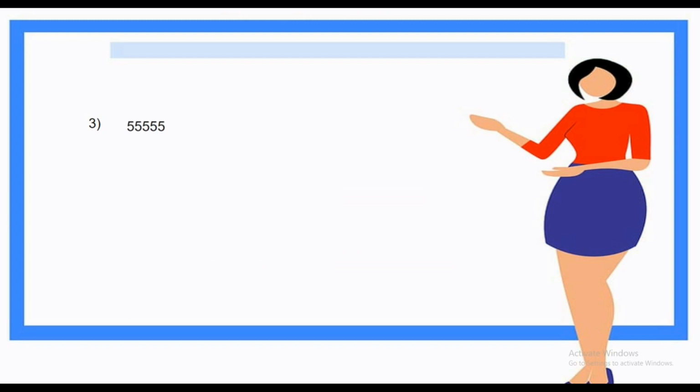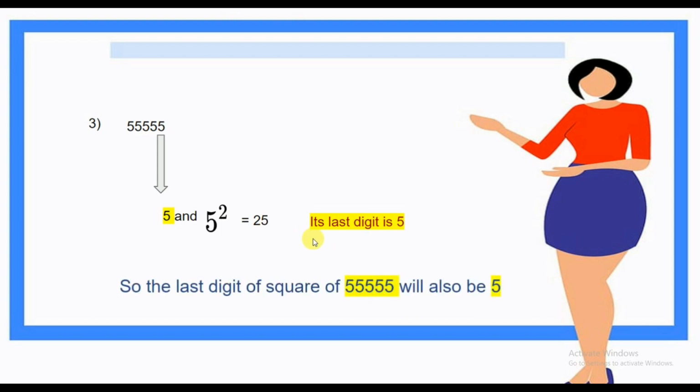Here is another example. This time we have 55,555. Here the unit digit is 5 and 5 square is equal to 25. Here the unit place is 5. So we can conclude that the square of 55,555 will also end in 5.